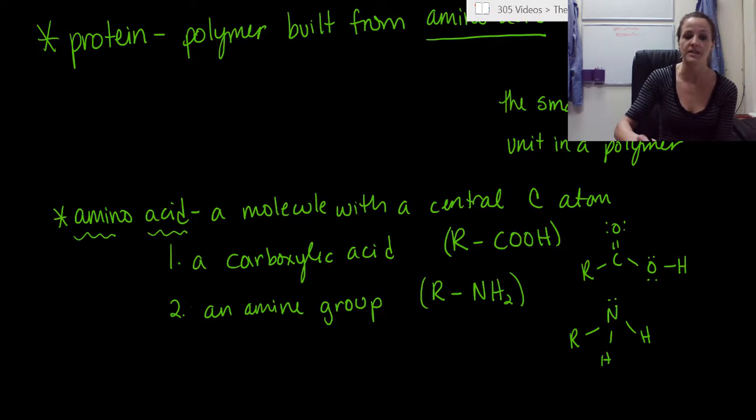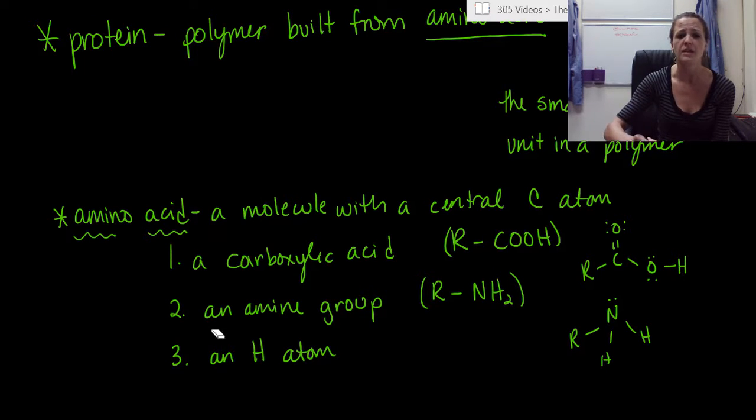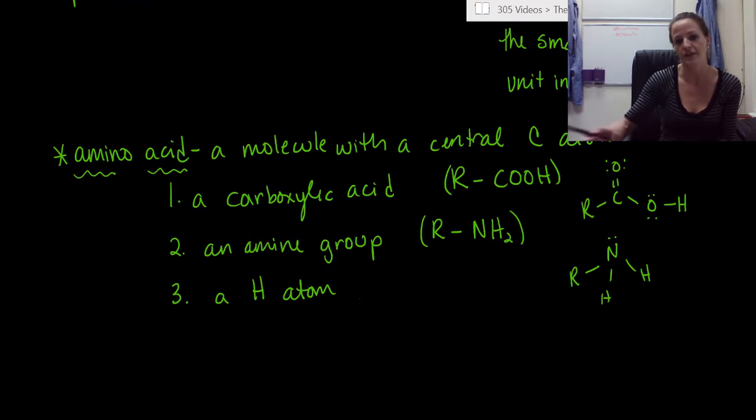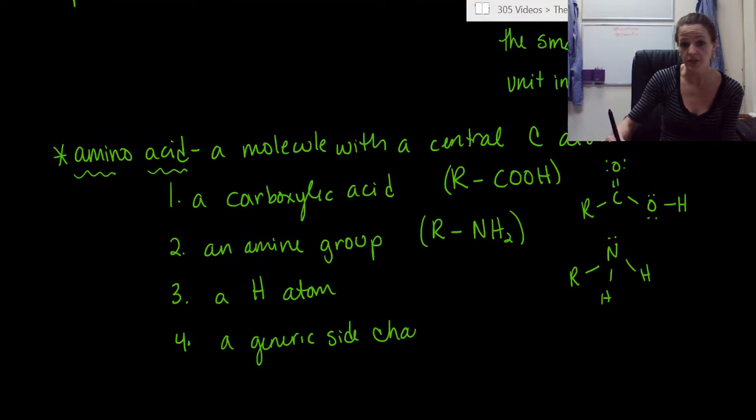All right, so we have a carboxylic acid, we have an amine group, we also have to have a hydrogen atom. Sometimes we refer to this as a proton, okay? So if you ever hear someone talk about the proton in an amino acid, we're talking about the hydrogen. That's just an H, I don't need to draw that out for you. And then the last component is some kind of generic side chain. We already know this notation, people usually refer to it as R.